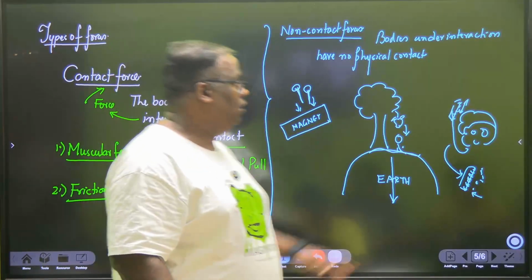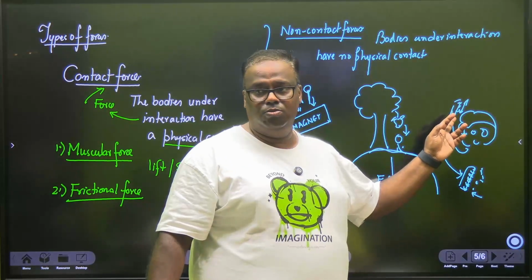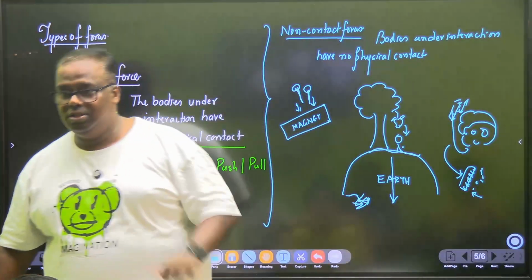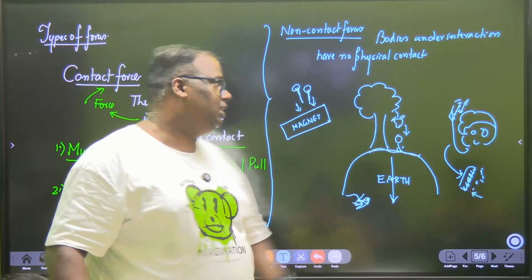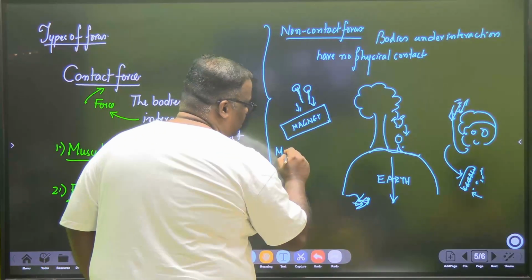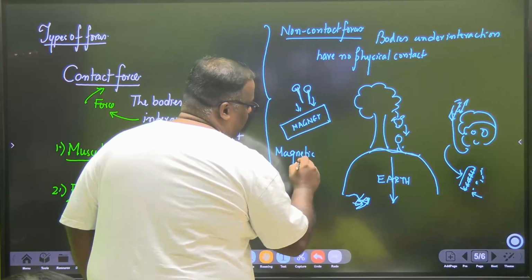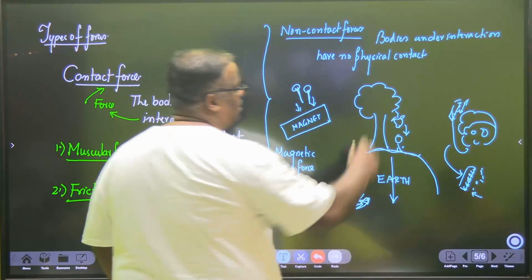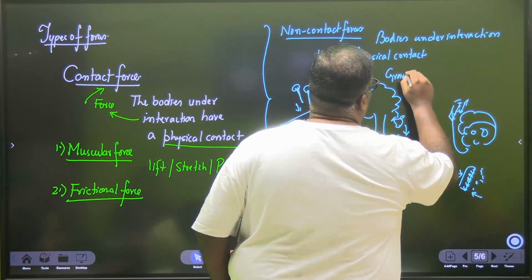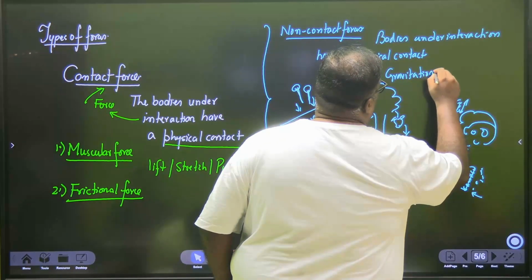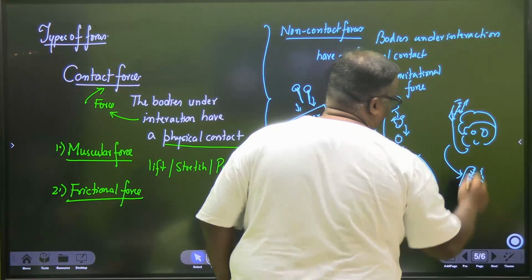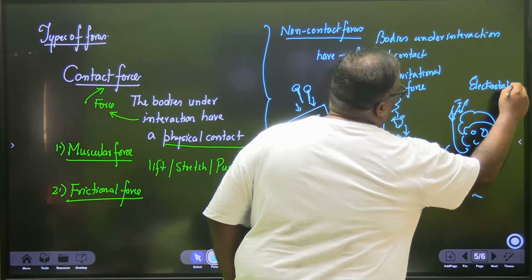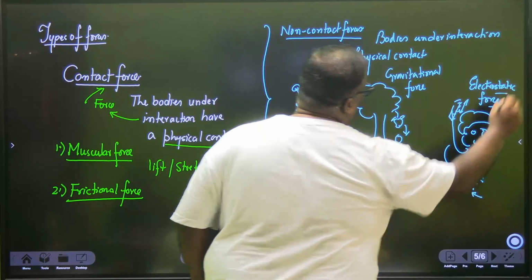We'll discuss this, and you must have done this also. Take a scale or comb, rub it on your hair, and then put it near bits of paper. Then the paper gets attracted. So these are three types. Magnetic force is an example of non-contact forces. Gravitational force, and then electrostatic force. So we should also know what each of them is.